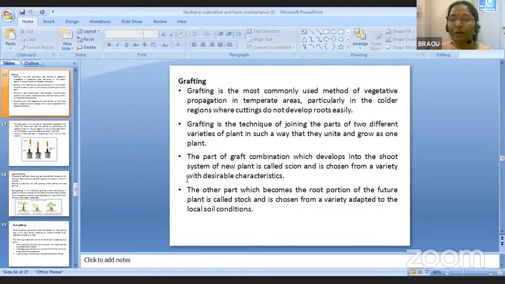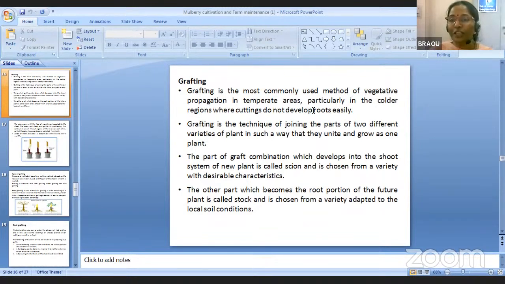And because in the colder regions, the roots are not easily developed. So for the plants which already have the roots, you can directly graft the one that you want to grow, and then you can have a beautiful plant very soon. So what are the different types of grafting methods, we'll be talking about.